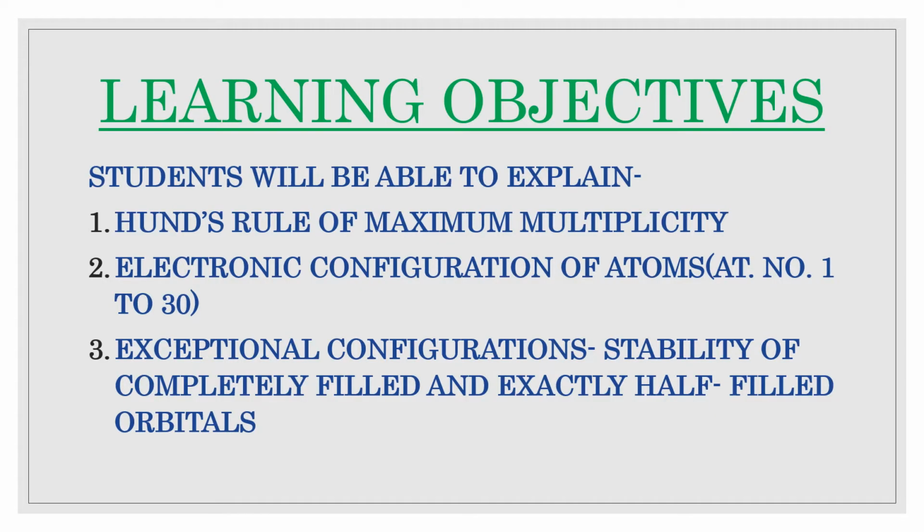So today we are going to discuss Hund's rule of maximum multiplicity, and the electronic configuration of atoms from atomic number 1 to 30. After learning the electronic configuration from 1 to 30, you will be able to write down the electronic configuration of all the rest of the elements present in the periodic table, or later on we will discuss those as well. We will also discuss some exceptional configurations, and the stability of completely filled and exactly half filled orbitals. So let us begin.